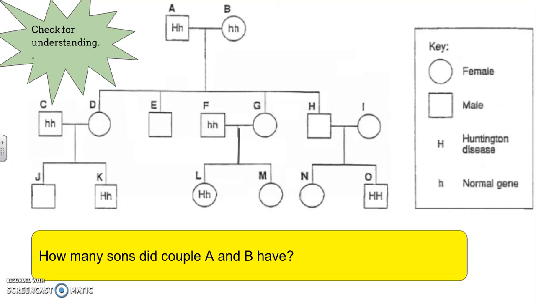All right, how many sons did couple A and B have? All right, you should have counted 2. They had a son identified with an E, as well as a son identified with an H. You should not have included F or C in that number because even though they are squares and they're in that same generation line, they are joined with that horizontal marriage, we had children line. So that would be more like their son-in-law as opposed to a son.